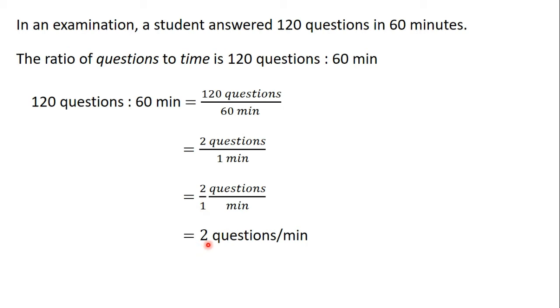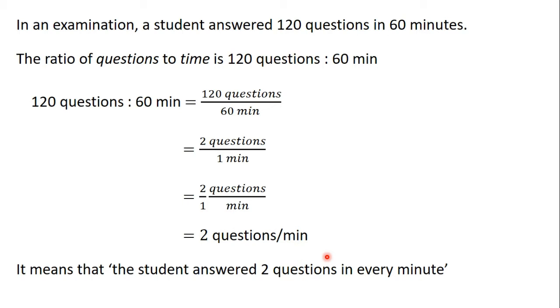2 divided by 1 will give us 2. Questions divided by minutes will be written as questions per minute. So when we break this down, we will have 2 questions per minute. This means that the student answered 2 questions in every minute. This is an example of a rate. It shows us the number of questions the student answered in a minute.